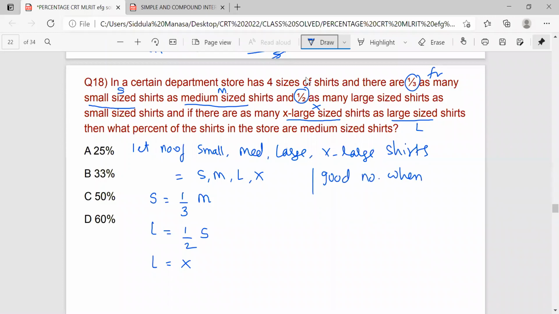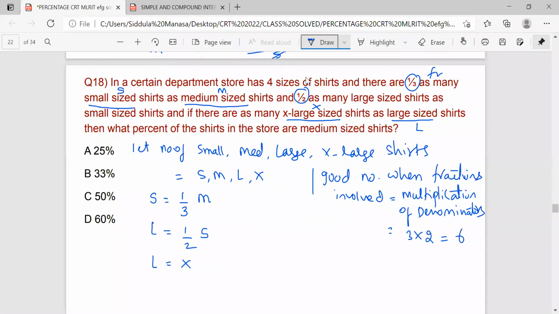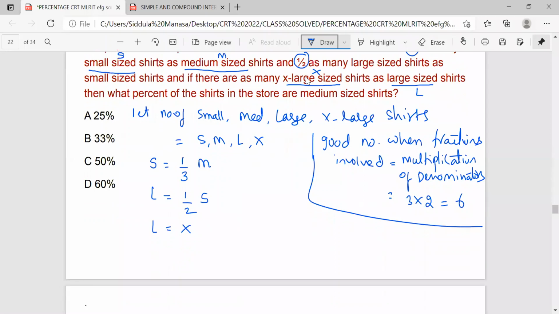When fractions are involved, the good number is equal to the multiplication of denominators. So what are the denominators we have in this? Here the denominator is 3, here the denominator is 2. So multiplying 3 into 2, that will be 6. So 3 into 2, which is 6, right? So that is the good number you can give for medium sized sheds.